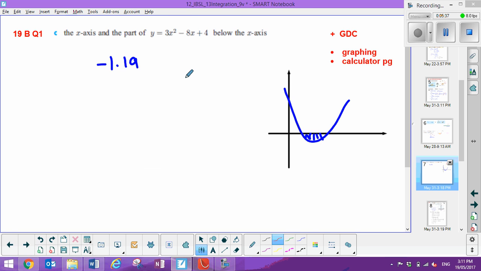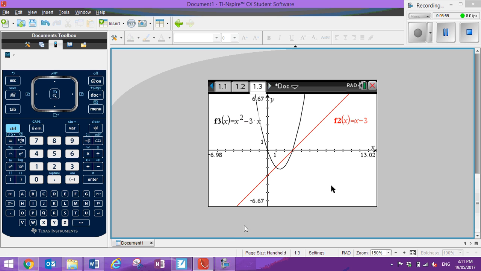Next one here is where we're doing this graph of y equals 3x squared minus 8x plus 4. So it's a quadratic. It looks like this on your calculator, a curve. What we want to do is get the area, and we're looking at how to do that with your graphing page on your calculator, and you could also do it on your calculator page. So let's have a look on your graphing page.